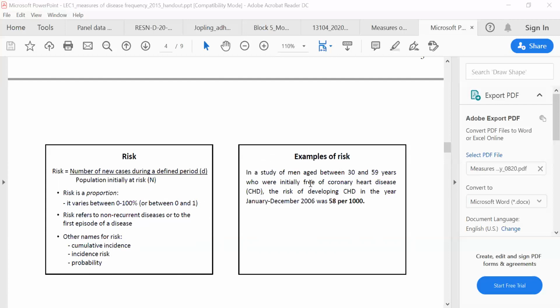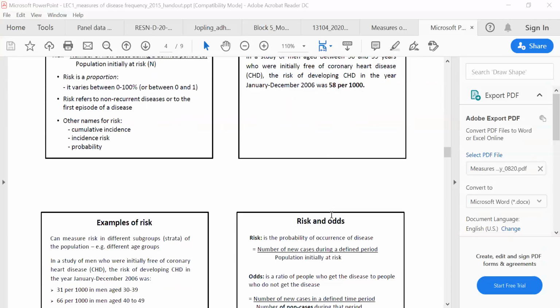This is an example of a risk: in a study of men aged between 30 and 59, who were initially free of coronary heart disease, the risk of developing CHD in the year was 58 per 100,000. So it can be expressed per population. Remember, when reporting these measures of frequency, you need to have the number, the population, and the period, so that you can fully understand it.